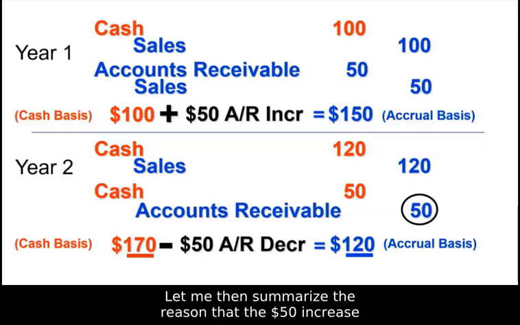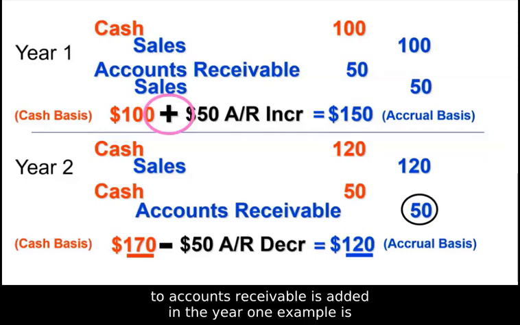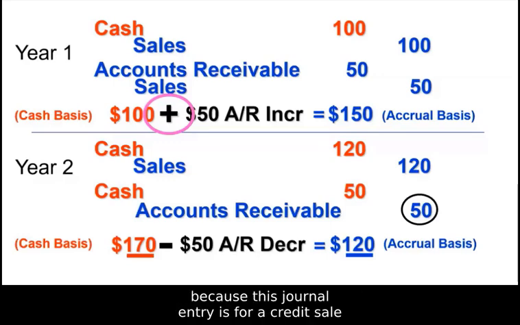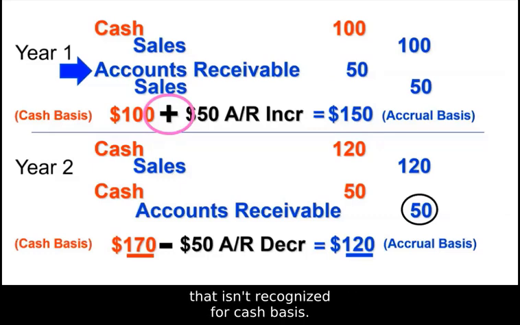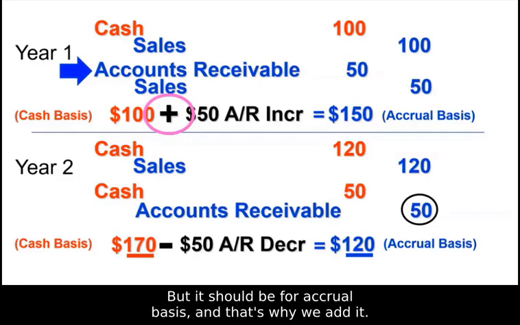Let me then summarize the reason that the $50 increase to accounts receivable is added in the year one example. It is because this journal entry is for a credit sale that recognizes an additional revenue for accrual basis that isn't recognized for cash basis. In other words, the $50 is not included in the $100, but it should be for accrual basis, and that's why we add it.